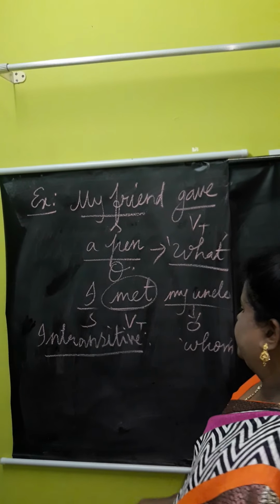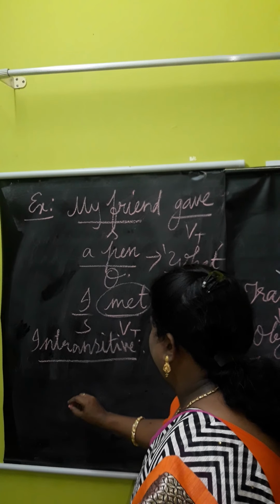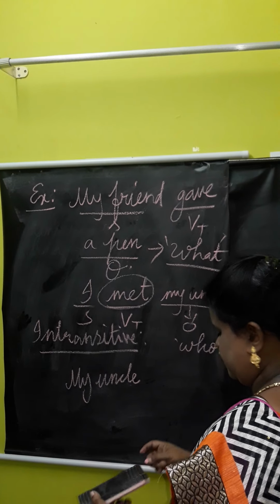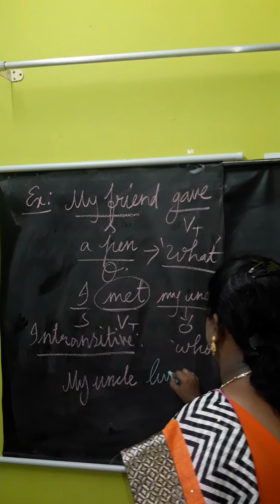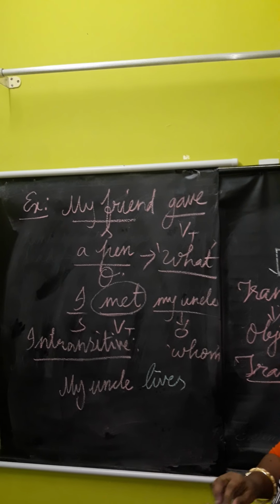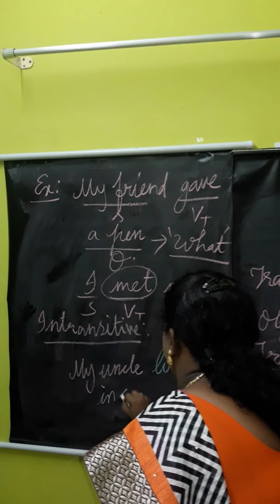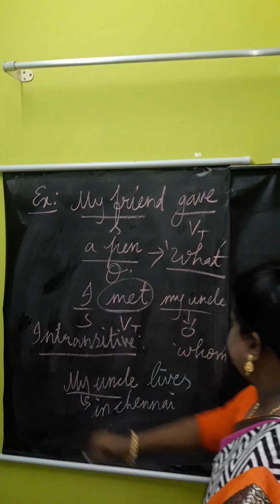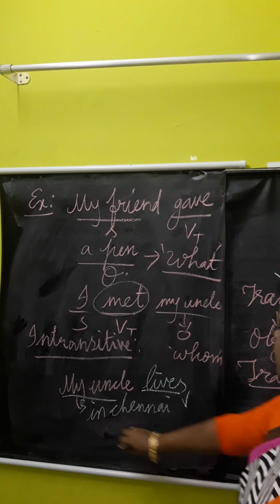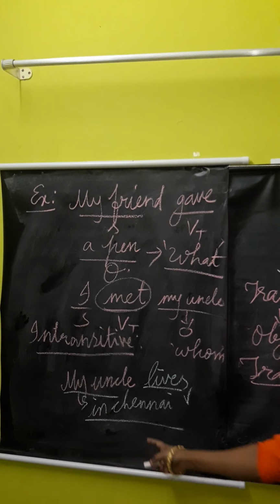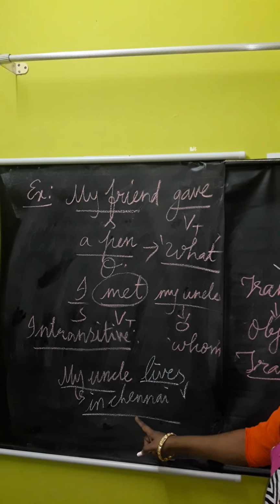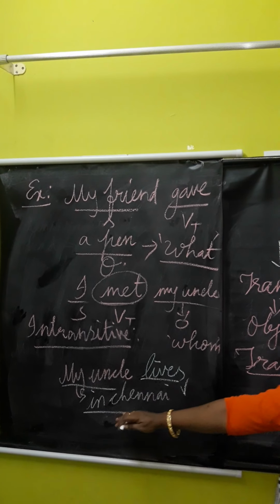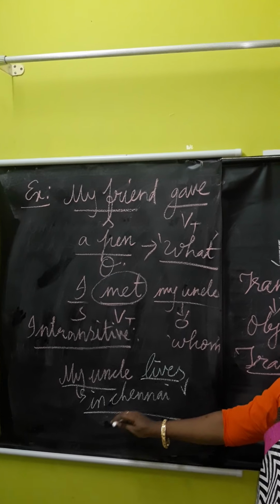Intransitive verb. See, my uncle lives in Chennai. My uncle is the subject, lives is the verb. In Chennai, is this an object? No, this is not an object. Then what is that? Let's ask the question. My uncle lives, can we ask what? No. Can we ask whom? No. So this is not an object.